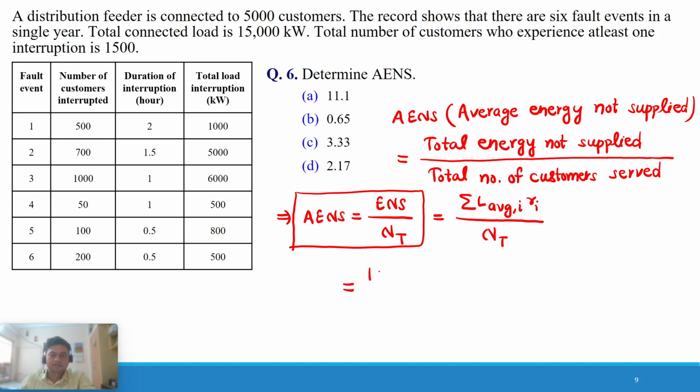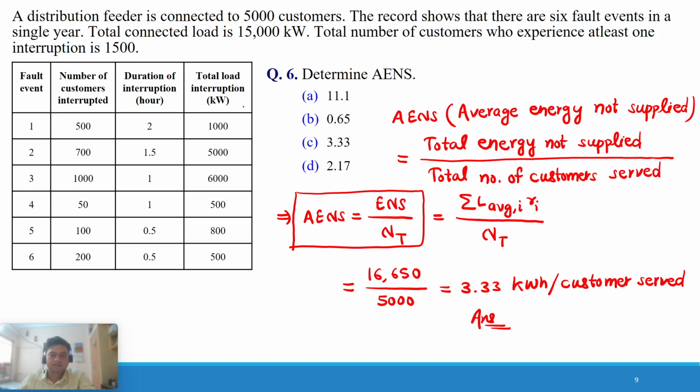So ENS we have calculated as 16,650 kilowatt hour divided by NT. Total number of customers is 5,000. So this will give you the value 3.33 kilowatt hour per customer served. So the correct answer for this problem number 6 is C, 3.33.